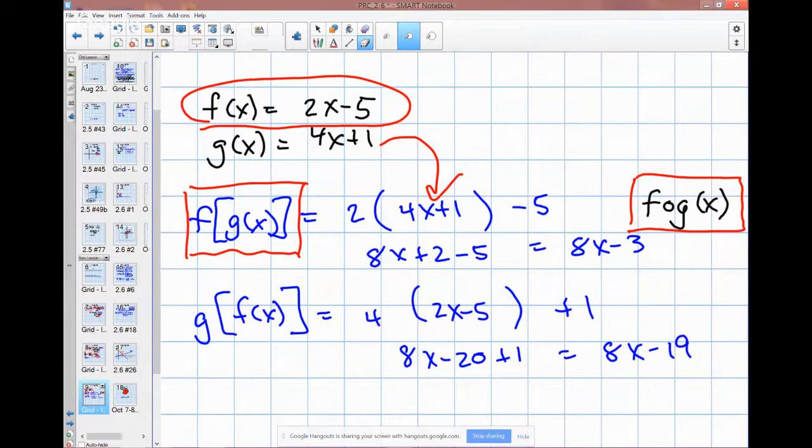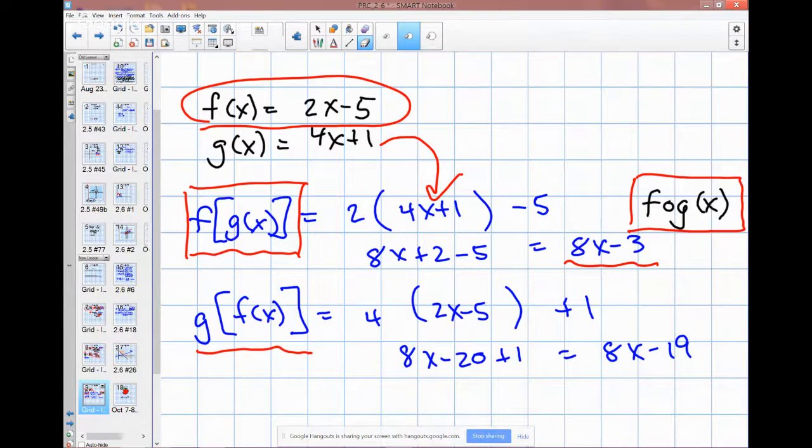And notice the parentheses are very important, because you have to take 2 times all of whatever you're plugging in and then subtract 5. From there on in, that's pretty simple, and you come up with a final result. When you compose in reverse, at the bottom here, we are now doing g of f of x. So this time, I'm plugging into function g, which says take whatever I give you, multiply it by 4, and add 1. And what are we plugging in? The 2x minus 5 from function f.